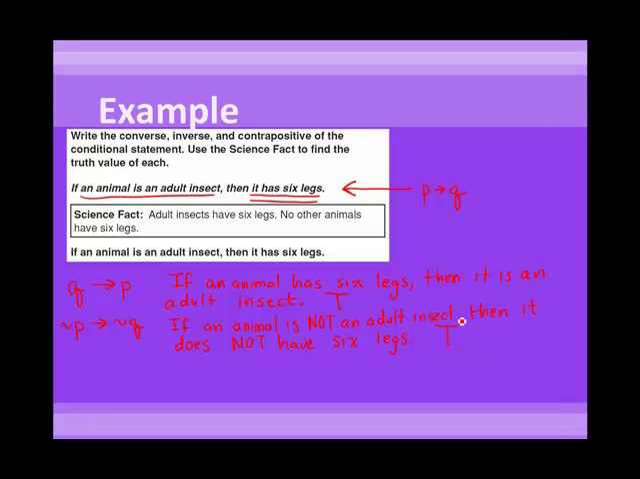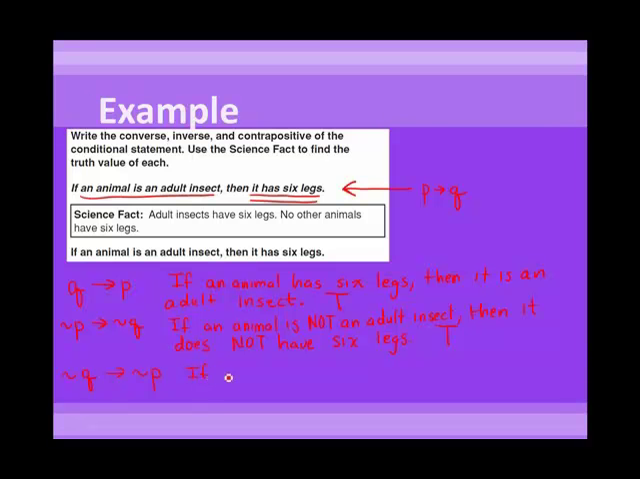I can think of an animal that is not an adult insect, and it's safe to say that it does not have 6 legs because of the science fact that we have. And then let's look at the very last one, which is our contrapositive, not Q implies not P. So we have to take the combination of these two.